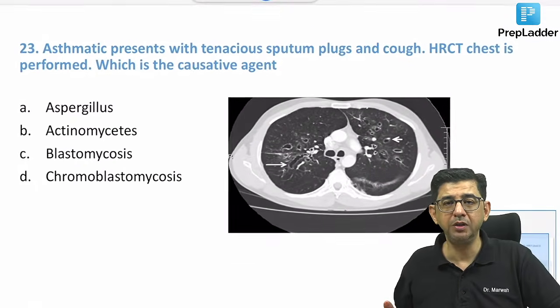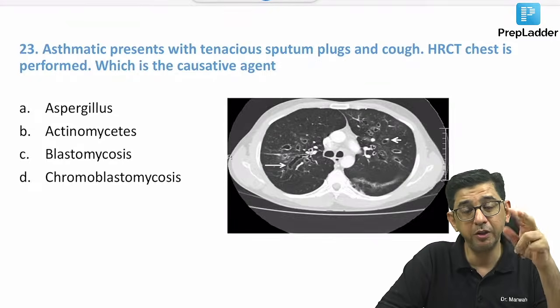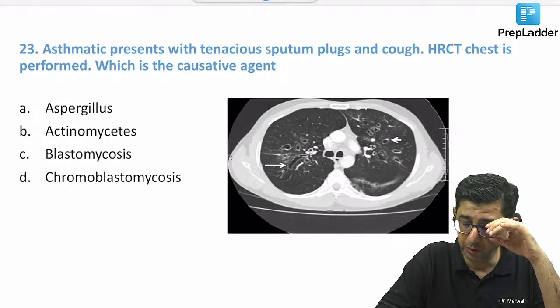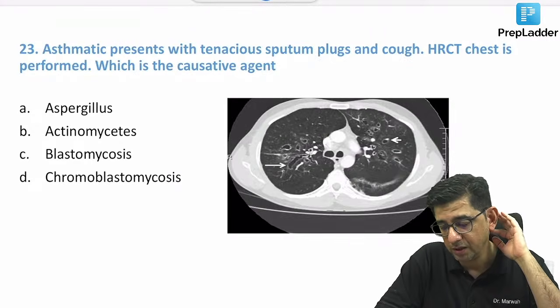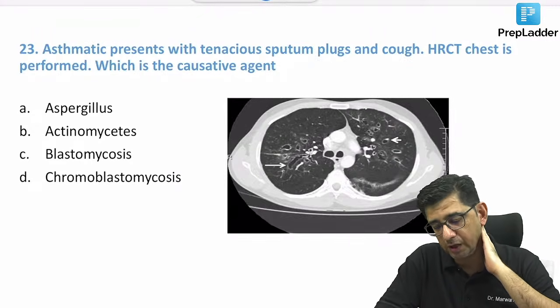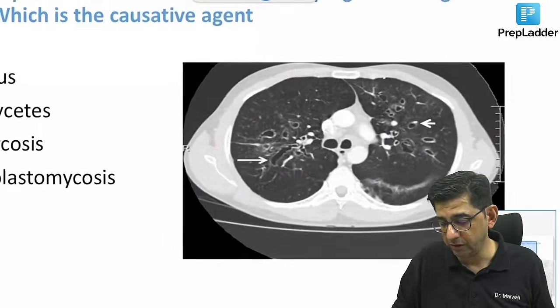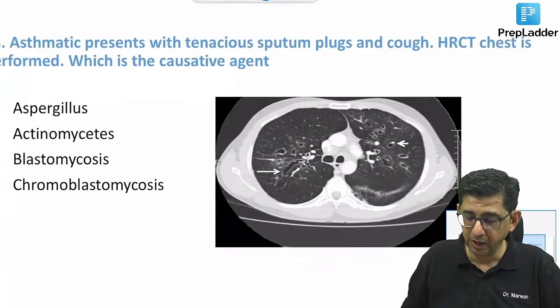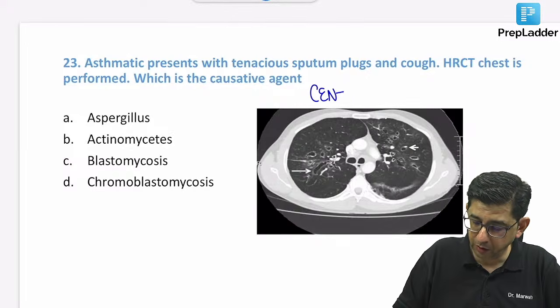This asthmatic patient, again, they love to ask this, and NEET PG has also asked about it. In fact, it was two-step, they asked treatment, so you can comment about that also. This is an asthmatic who has tenacious sputum plugs and a cough. The HRCT was done, and you can notice these dilated airways. There's damage to the airways, in fact, thickened walls are present. So this would be allergic bronchopulmonary aspergillosis. One of the highlights of this condition is central bronchiectasis.